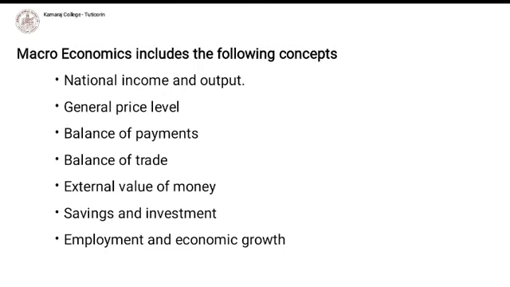And the next one, balance of payments, is a record of all international trade and financial transactions made by a country's residents. Then balance of trade is the difference between the value of a country's imports and exports for a given period and is the biggest component of balance of payments. Then external value of money: the value of a currency expressed in terms of another currency is known as external value of money.